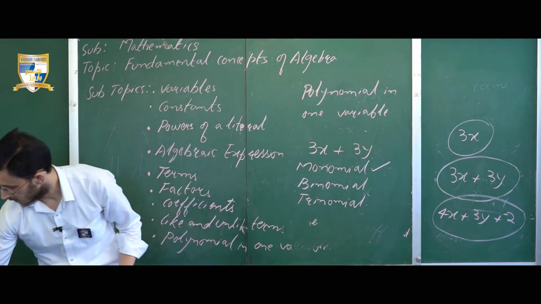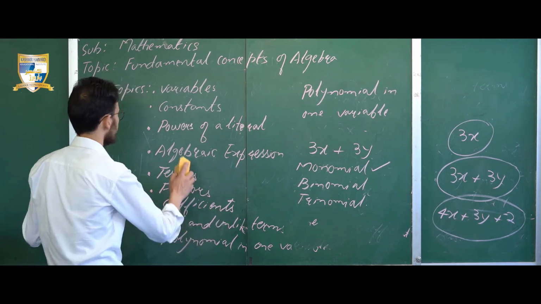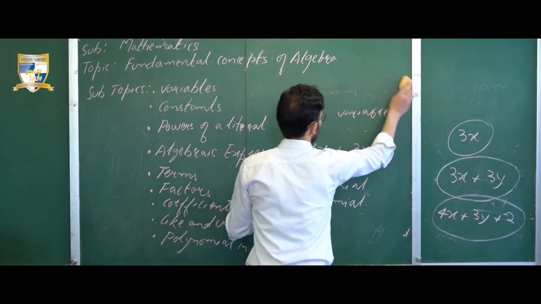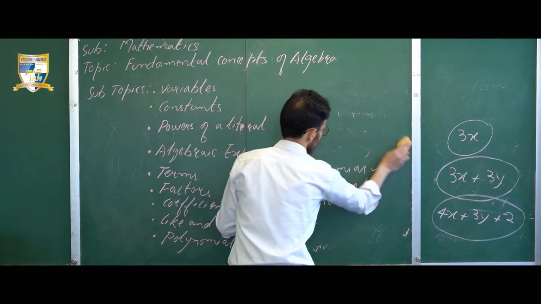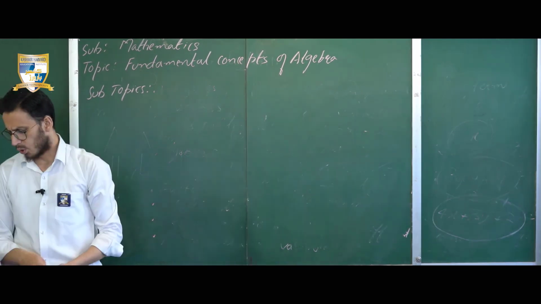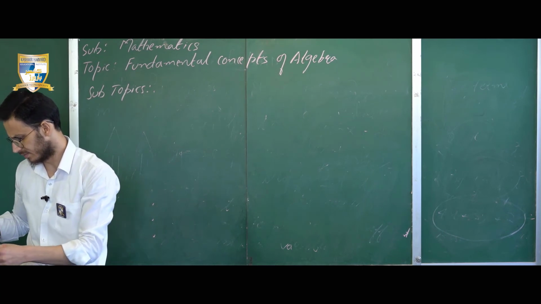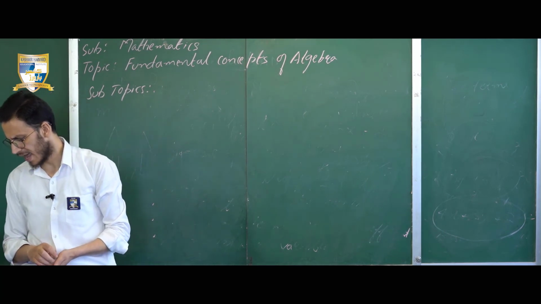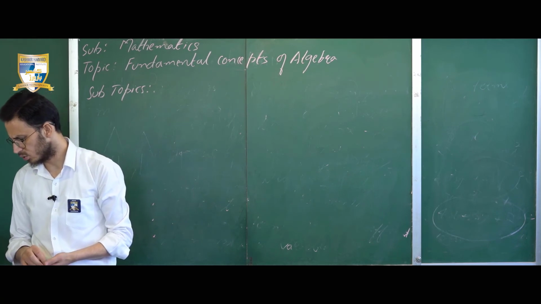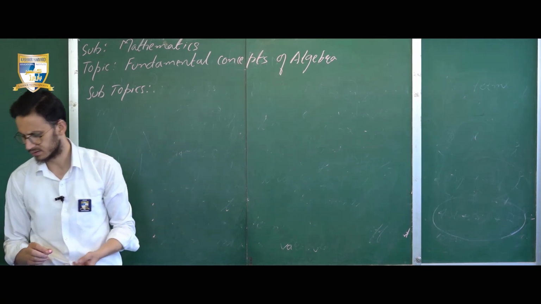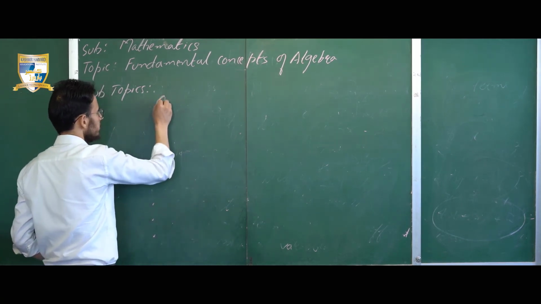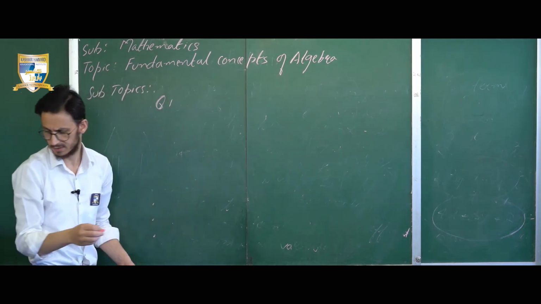Exercise 1 of this chapter. Question number 1 of exercise 1 of algebraic expression. It says express the following using algebraic symbols. Very easy questions. We have to frame them as algebraic expressions.